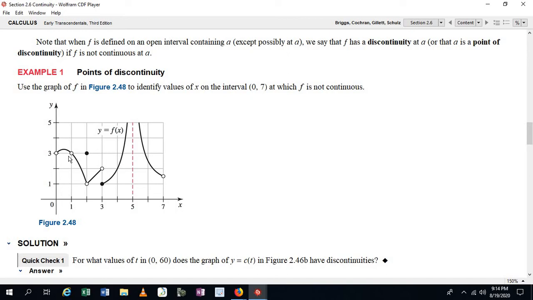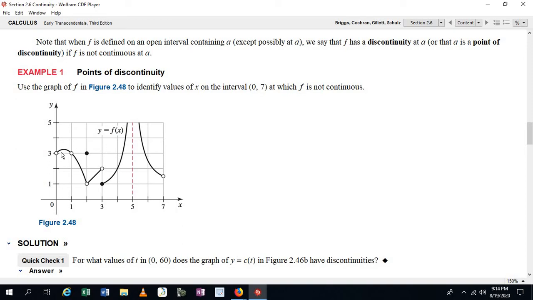In order for a function to be continuous at a point, you just need to be able to draw the graph of the function without lifting up your pencil at that point. So for example, this function is continuous at x equals 4 because I can draw the graph of the function at x equals 4 without lifting up my pencil. And so for that reason, the function's continuous at x equals 4.